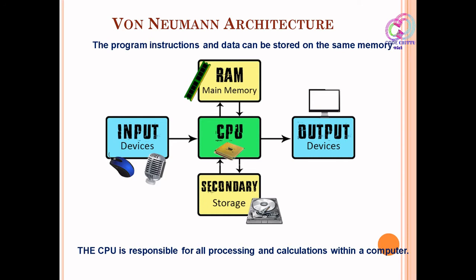Now in this class we are going to learn how, inside the CPU, it uses the RAM and secondary storage devices, how it processes each instruction, and how the program instructions and data are stored and processed. The CPU is responsible for all processing and calculation within the computer. So the brain of the computer is the CPU. Let's take step by step how it is actually carried out.